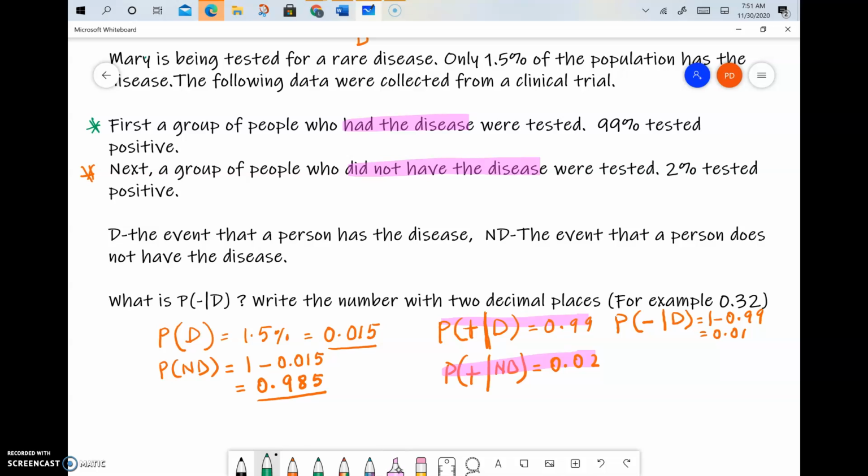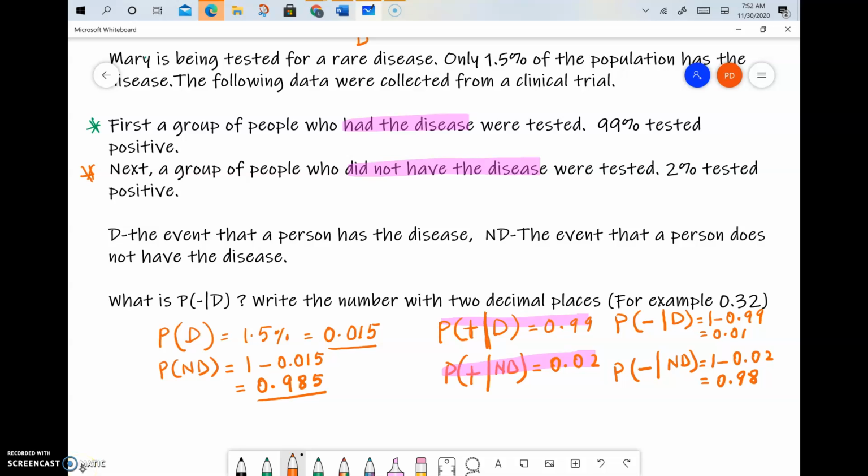Next, we have probability of positive given no disease. What is the opposite, or the negation, of that event? It is the probability of, the opposite of positive is negative, given that a person does not have the disease. So this would be 1 minus 0.02, which is equal to 0.98.